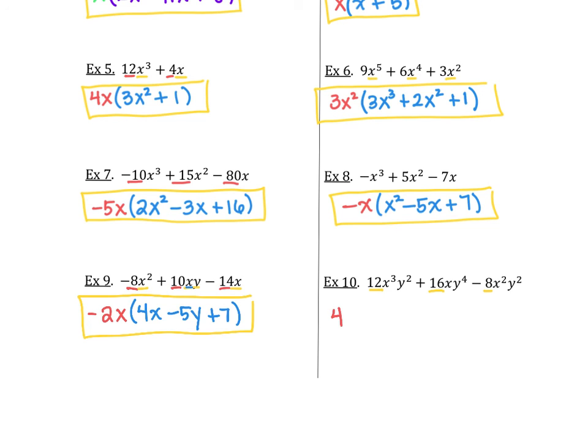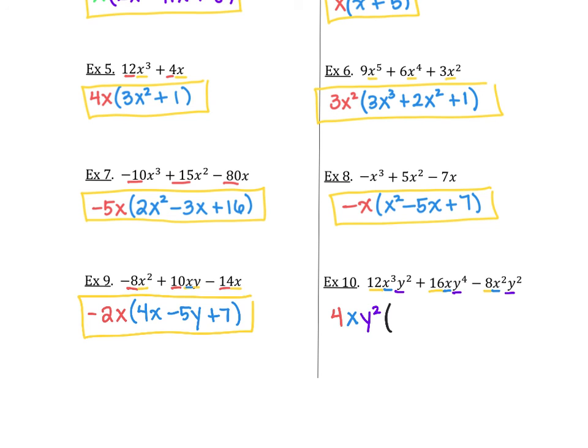Okay, now let me check really carefully on the variables. This has x to the third. This has x. This is x to the second. So they all have at least an x, so I'm going to take out an x. But let me check the y's. This has y to the second, y to the fourth, y to the second. They all have at least y to the second, so I'm going to take out y to the second. And that's because I'm taking out the greatest common factor, or the most I can, without going over.